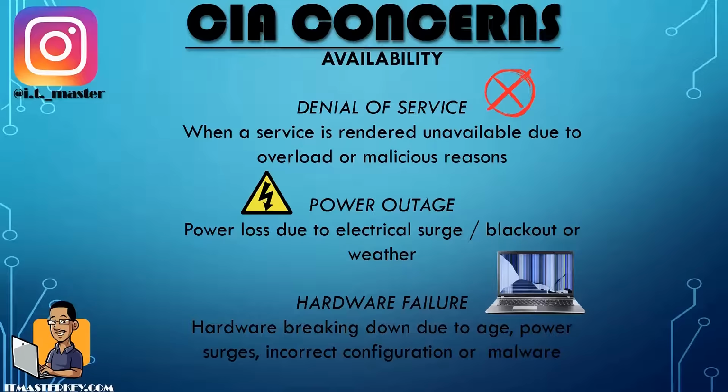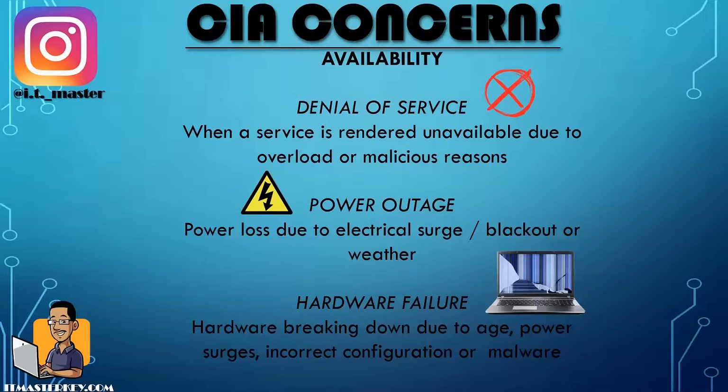Another thing is power outages, right? So if there's a power outage, the power is out. The web server isn't up, or the file server isn't up, or the PC that you're trying to get on isn't up. And one thing that we're going to talk about a little bit later is a UPS. That's one thing that can actually help you with availability. A UPS is an uninterruptible power system.